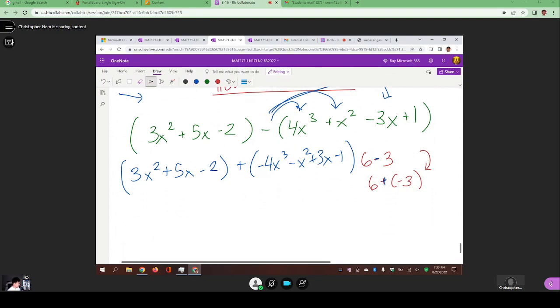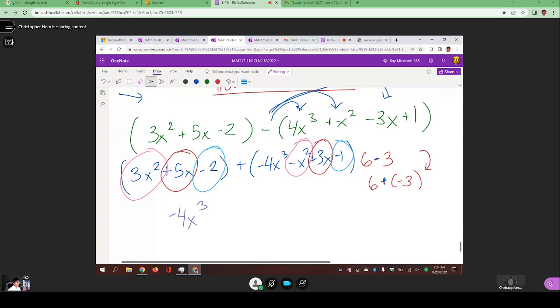So let's get our like terms. 3x squared. The like term with that guy is minus x squared. Well, another like term we have is positive 5x and positive 3x. And then the last like term we have is minus 2 and minus 1. So now let's write our highest exponent first. Let's write our term with the highest degree. So that's going to be the minus 4x cubed. However, there's no other like terms with that, so we just drop that down.